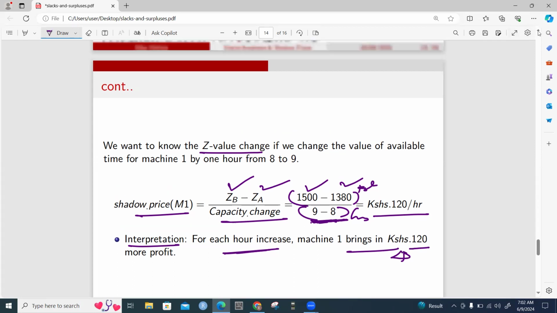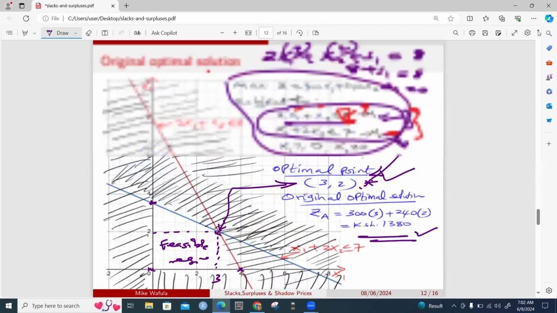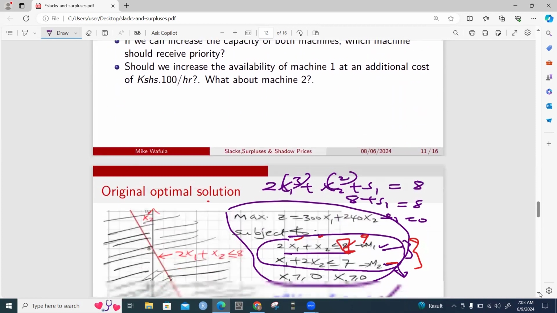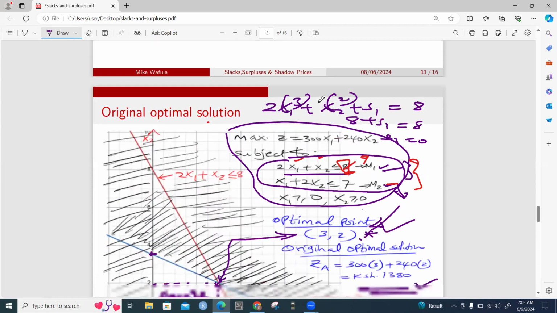Now, we also need to calculate the shadow price for machine 2. The shadow price for machine 1 you have found is actually 120 shillings per hour. We also want to get the shadow price for machine 2 and see how much machine 2 is able to fetch as extra profit for every hour increase.